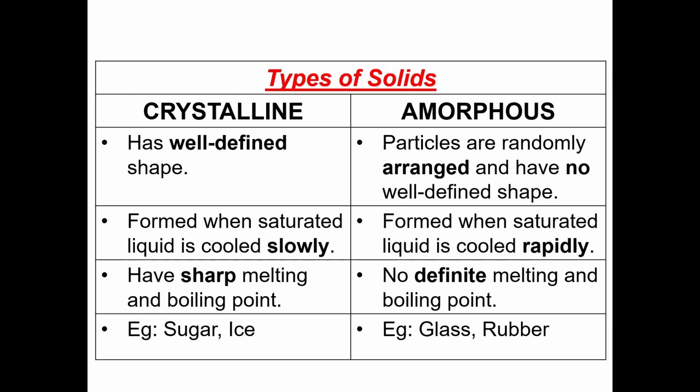So this one is a summary of the different types of solid, crystalline and amorphous. Crystalline has a well-defined shape, the nice one earlier. Amorphous has no defined shape, randomly arranged. Crystalline cools slowly, amorphous cools rapidly. Crystalline has a definite melting and boiling point. Because amorphous cools too fast, it has no definite melting and boiling point. These are the examples: glass and rubber, sugar and ice.